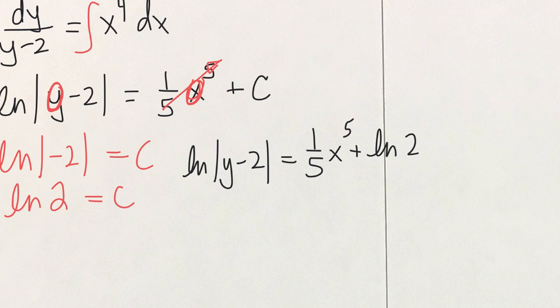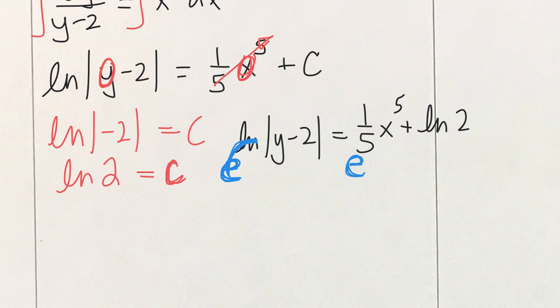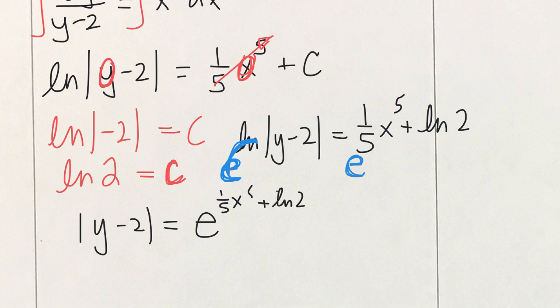So we separate, we integrate, we solve for c, and now we have to solve this equation for y. We're going to do some algebra or pre-calculus style work here. How do we get rid of a natural log? Well, we raise it under a base of e. We make them into exponents, because e raised to the natural log cancels out. And we're left with the absolute value of y minus 2 equals e to the 1/5 of x to the 5th plus the natural log of 2.